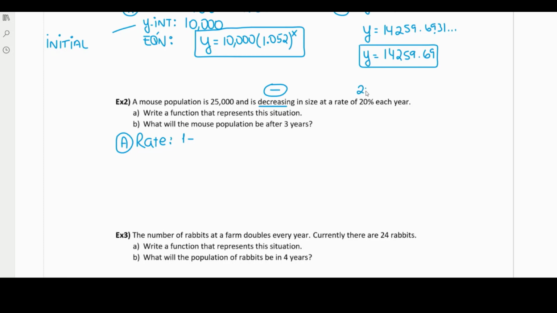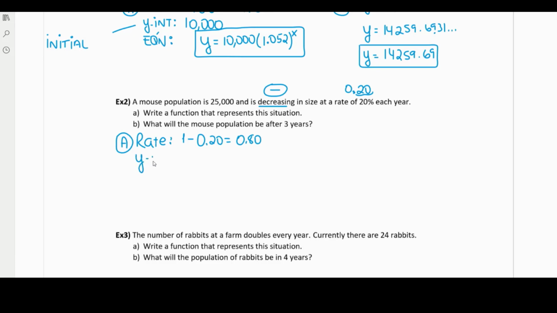So 20% is going to be 1, 2. So decimal place is right there. Or you can also use the calculator. 20 divided by 100 is 0.20. So we'll write 0.20. And 1 minus 0.20 is 0.80. Okay, so that's our rate.